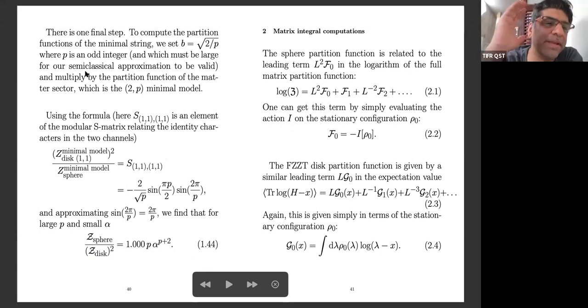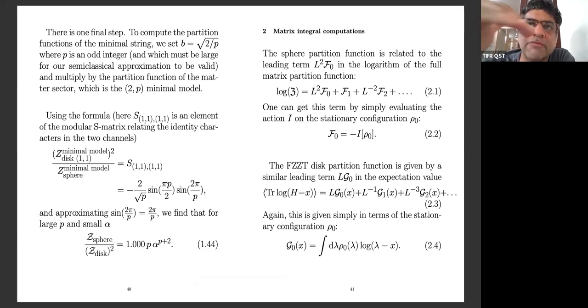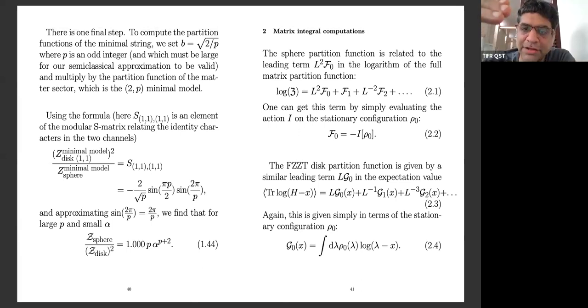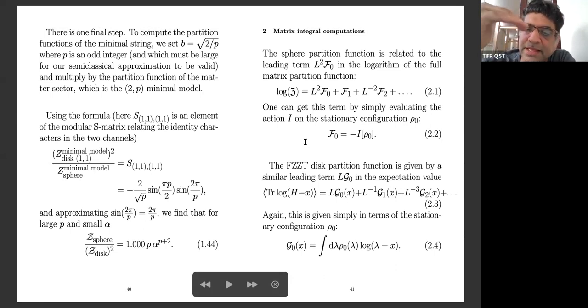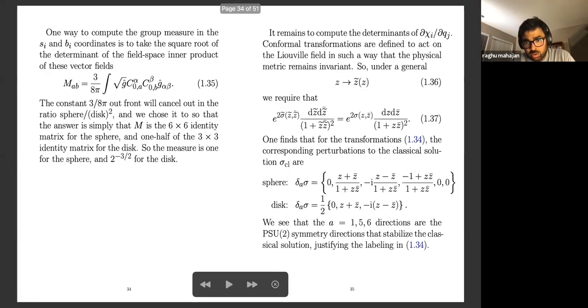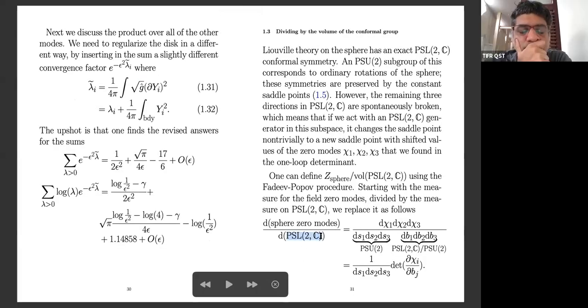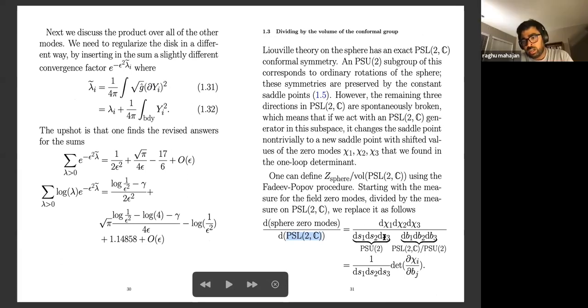Sorry, Raghu, at the beginning you talked about how you're going to cancel the volume of the gauge group in the denominator. But in the actual calculation you did, you never worried about the gauge group volume, right? Yeah, no, we did this here. So the gauge group volume was here. So this is PSL2C, right? It has 6 coordinates, which I have called here S1, S2, S3, and B1, B2, B3.